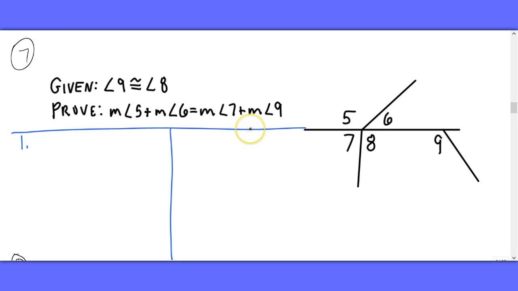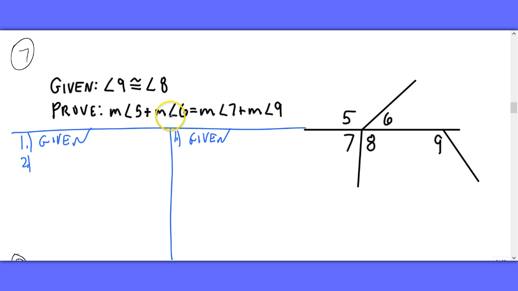This is proof number 7, and we are given angle 9 is congruent to angle 8. We're trying to prove that the sum of two angles is equal to the sum of two other angles. And we will start off with the given. In other words, saying that angle 9 is congruent to angle 8. And that doesn't lead to any equations right away, so I'll look at the proof statement.